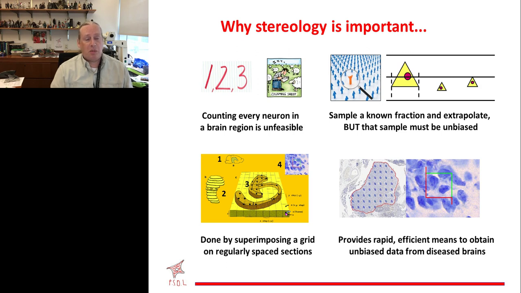And then we ask simple yes or no questions in a small box called a dissector frame. From that, we can get rapid and efficient ways to obtain unbiased data from brains that may have atrophied significantly, or in which the cells may have either shrunken or got bigger because they're filling with storage material. And that's why stereology is a very important method to use.